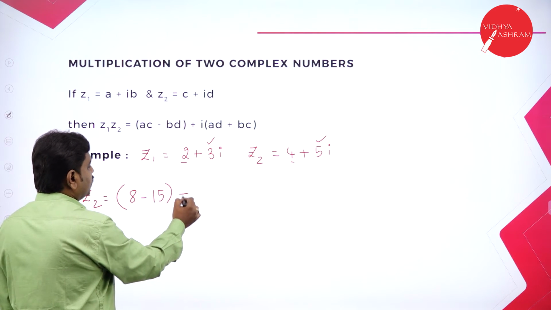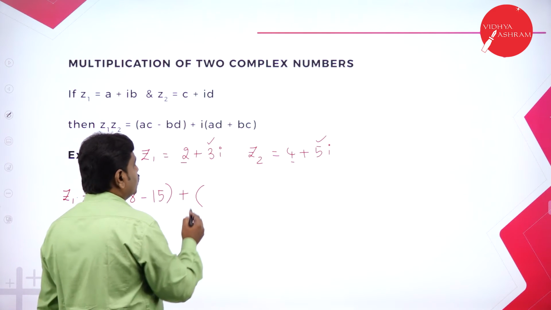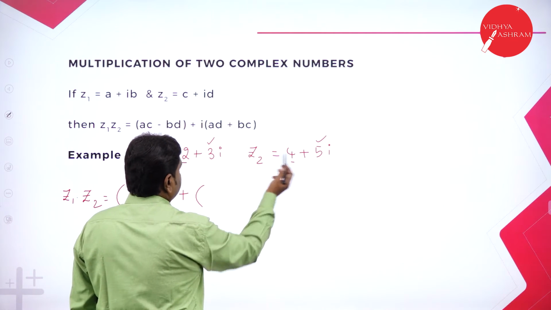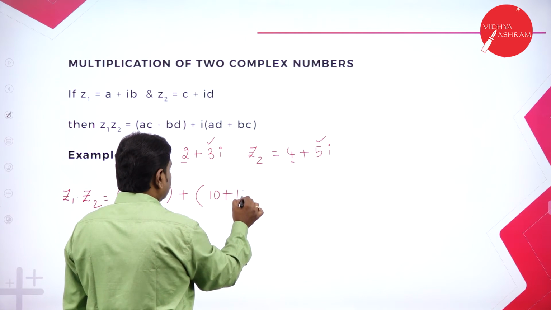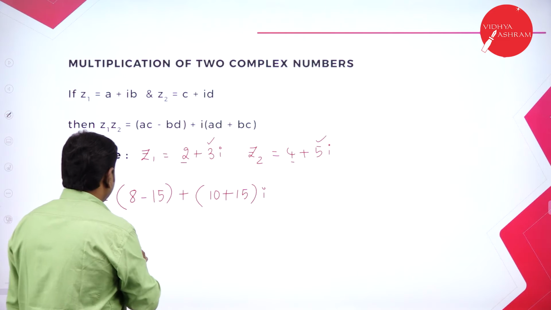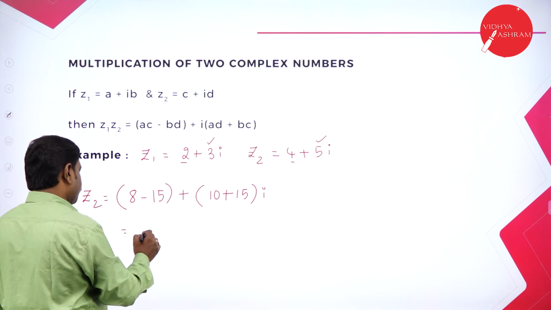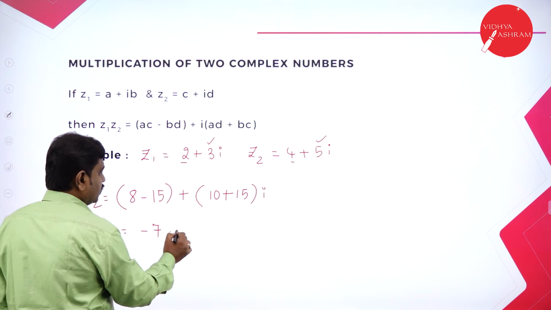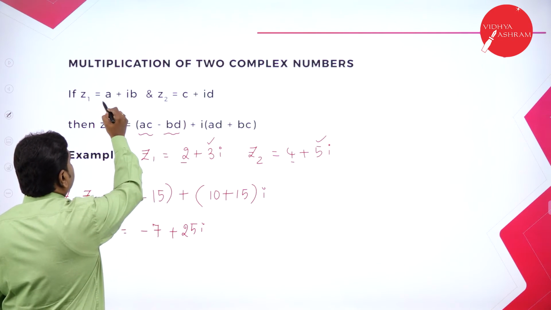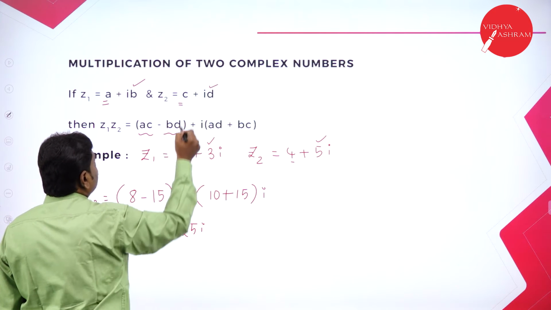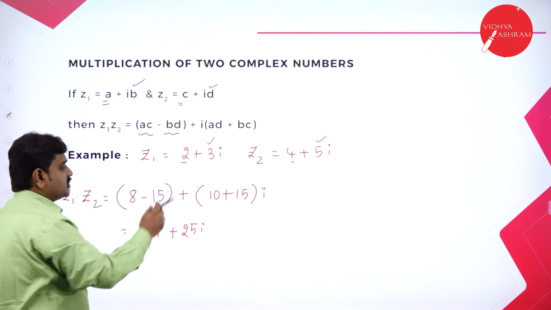ac minus bd plus you have to multiply ad plus bc. What is ad? a into d. 2 fives are 10 plus 3 into 5, 3 into 5 is 15i. So finally you will get 8 minus 15, 8 minus 15 is, in 15 negative you will get 7 plus 25i. I am using the formula called ac minus bd. Real part into real part minus imaginary into imaginary plus i into real into imaginary, ad plus bc. This is the formula I used.